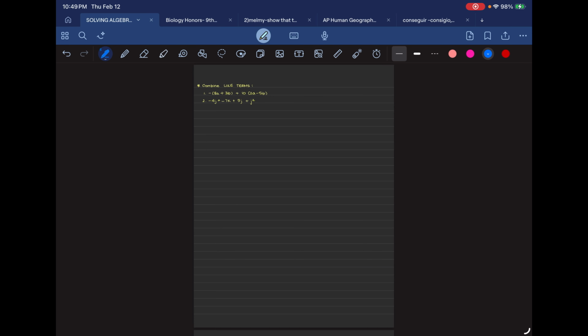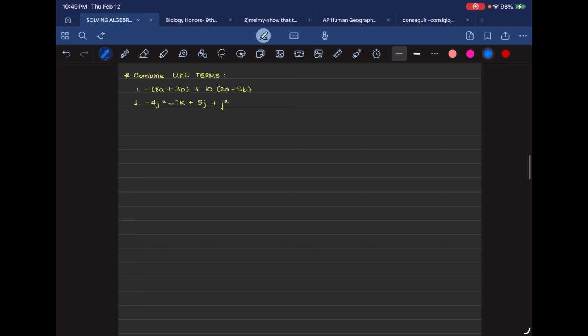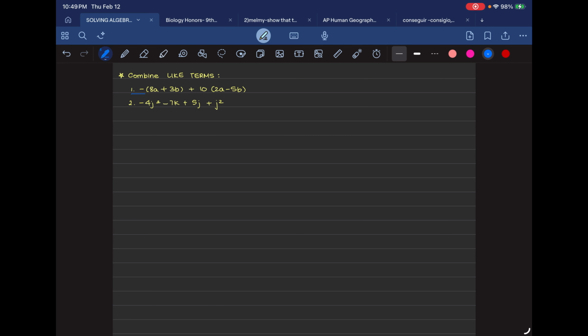Let's move on to combining like terms. So first, let's look at this question. But before combining, we have to distribute this minus and 10 first. So it's going to be minus 8a minus 3b plus 20a minus 50b. And we have to combine like terms.